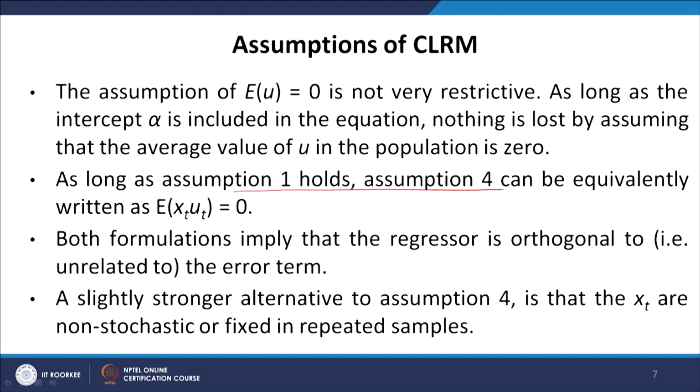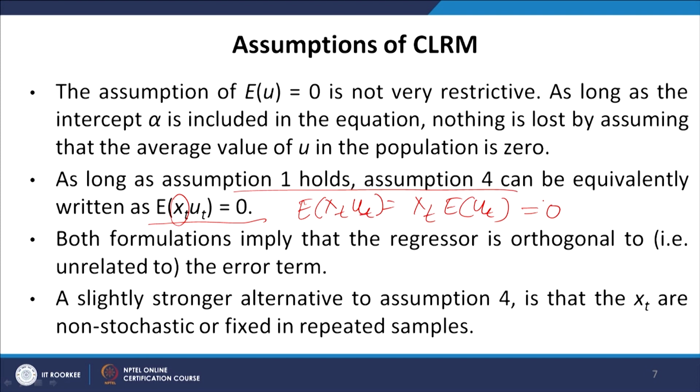As long as assumption 1 holds, assumption 4 can be equivalently written as expected value of xt ut equals 0. Both formulations imply that the regressor is orthogonal, that is, unrelated to the error term. A slightly stronger alternative to assumption 4 is that xt are non-stochastic or fixed in repeated samples. If xt is fixed in repeated samples, then we can consider xt as non-random, and we can always write expected value of xt ut as xt times expected value of ut, which becomes 0. But this is a slightly stronger alternative to assumption 4.